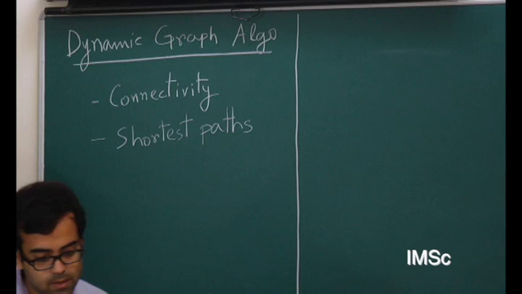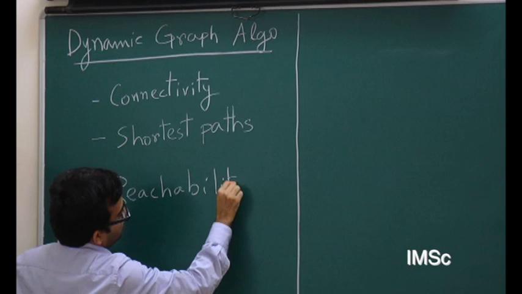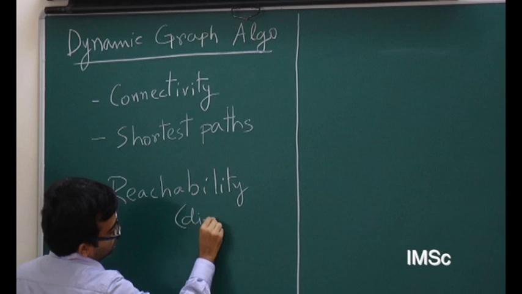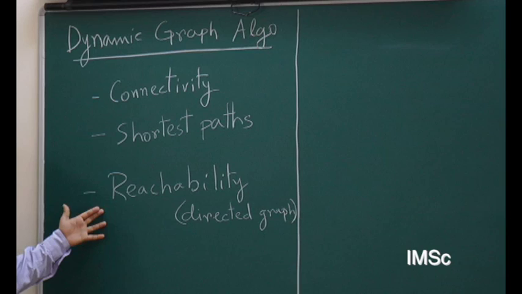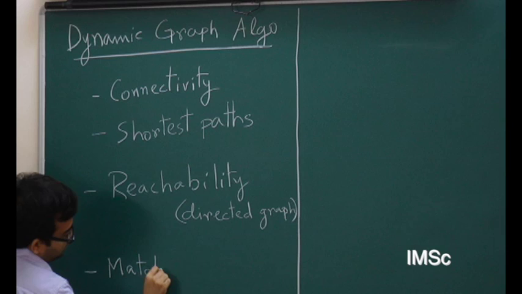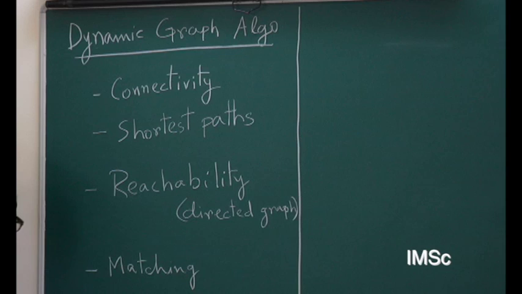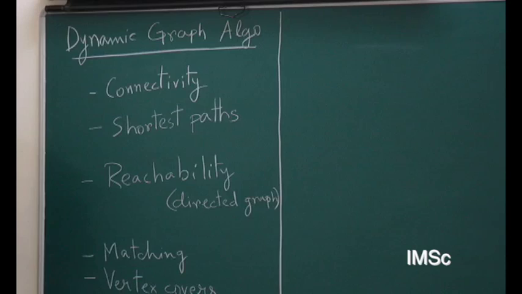Reachability is usually defined in directed graphs. So you are given a directed graph and you are asked, is there a path from node U to node V? That is reachability. You want to maintain this information in the dynamic setting. Then, of course, you can think of matchings and vertex covers. You want to find a maximum matching or an approximately maximum matching in the graph, or a vertex cover. These are all very classical problems. You will find these problems in the introductory textbooks on algorithms and we will study them in the dynamic setting.